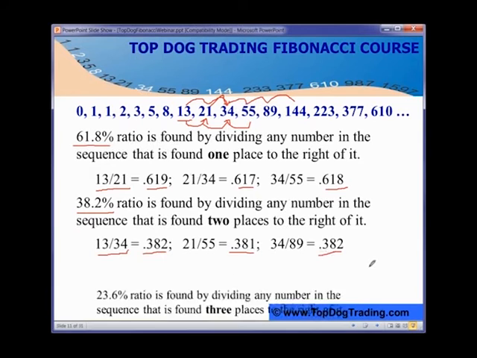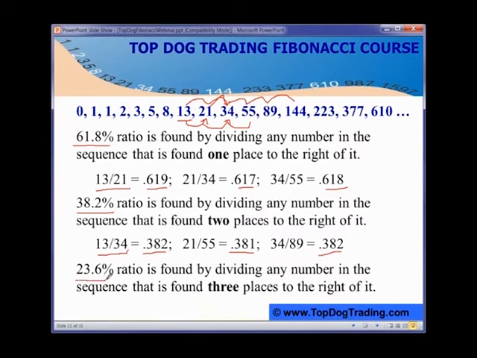Okay? And then the third number, 23.6, is found by dividing any number in the sequence by the number that is found 3 places to the right of it. So we won't go into great detail here, but you get the idea. Let me clean this chart up here a little bit. There we go. So again, if we start with 13, then we just go 3 places. 1, 2, 3, divided by 55, and you get 0.236. And that would happen every time you did it in the sequence. So it's very consistent. Those ratios are very consistent.